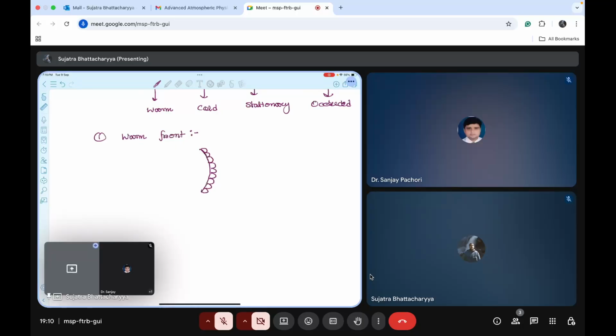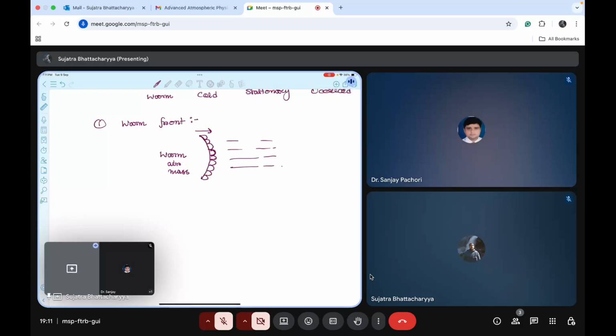And what does it represent? That there is a warm air mass here. It doesn't matter what is here, we don't require to see. Warm air mass is here, some other air mass might be here, and the discontinuity between them is what you call the warm front. And its direction is this. The front is moving towards this direction. That's why I have made this semicircle pointing towards the direction of the front. So this front generally moves from one place to another.